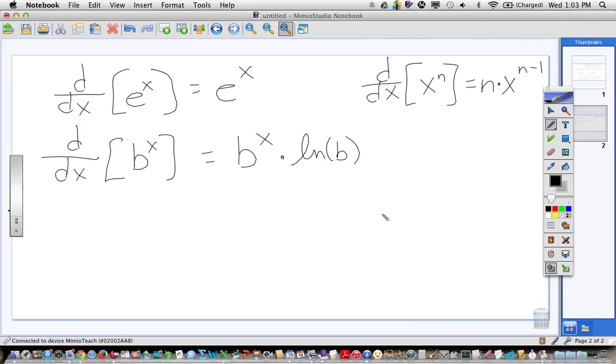Now, if you think about it, actually that fits here, right? This rule could apply here, because you'd have e to the x times ln e. And what's ln e? 1. ln e is 1, so it would just kind of go away. So this is really the generic rule for all exponentials, but this one's so important and we see it so often, we just write it as a special rule.